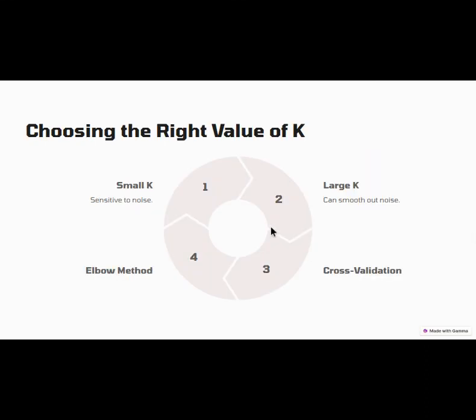Now, how to choose the right K. A small K is more sensitive to noise. A large K gives smoother predictions but may blur class boundaries. And cross-validation or the elbow method help in selecting the best K.